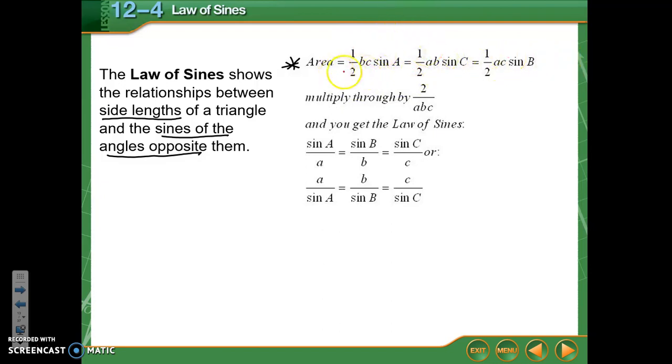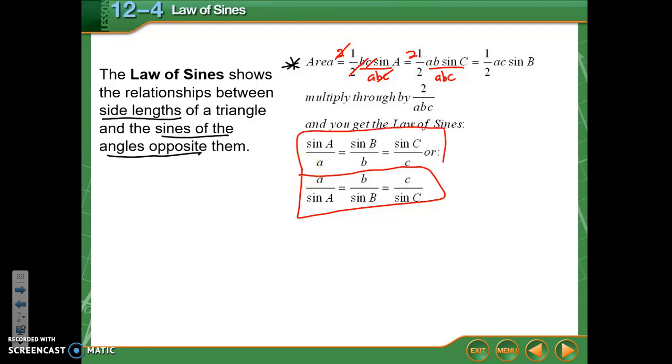If I rearrange this by multiplying everything by 2 and dividing by ABC, I end up with the law of sines. So if I multiply by 2 and divide by sides ABC, my 1/2 becomes 1. BC over BC is 1, so I end up with the sine of angle A over side A is equal to the sine of angle C over side C is equal to the sine of angle B over side B. So this is the law of sines. We usually see it this way, but you can write it either way.